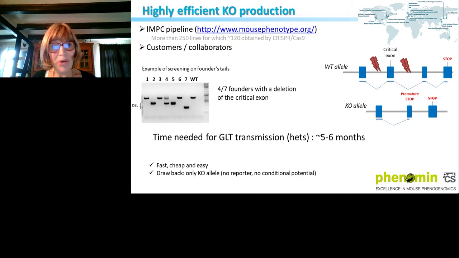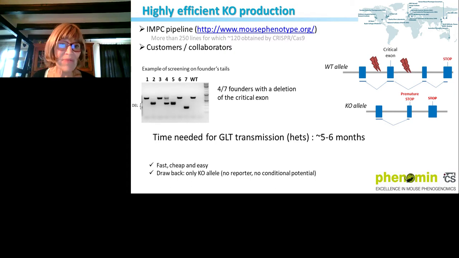And I just want to emphasize here that it's really very efficient, because even by microinjection, you can see here that on 7 pups born after microinjection of CRISPR-Cas9 and 2 pairs of guide, we have more than half of the animals usually that have the deletion and that are potentially interesting, that can be bred to generate the knockout. Then it is really efficient and really cheap.